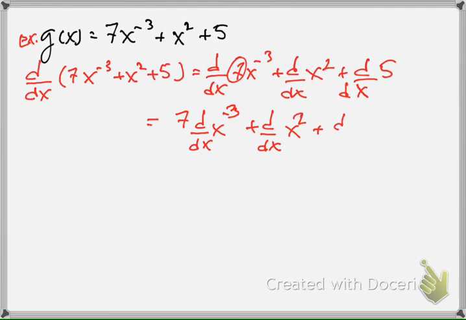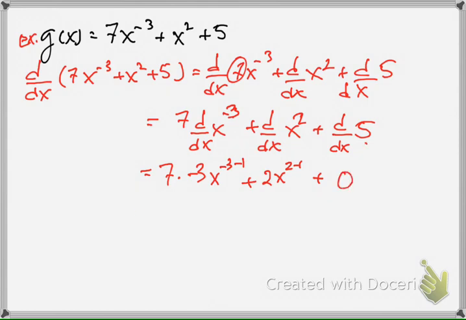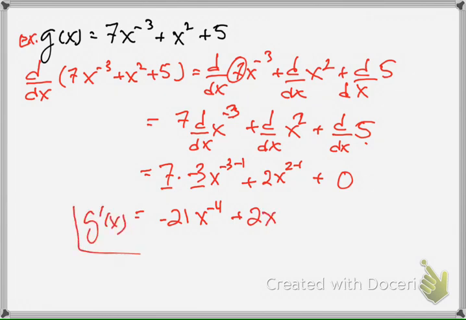When you get sophisticated, you will not write all of this out, and after this example I won't write it out anymore. But now I have 7 times, let's take the derivative, my n is negative 3, x to the negative 3 minus 1, plus my n is 2, x to the 2 minus 1, plus, what did we say the derivative of a constant is? It is just 0. So now I multiply 7 times negative 3 is negative 21, x to the negative 4 plus 2x. And so this is my g prime of x.